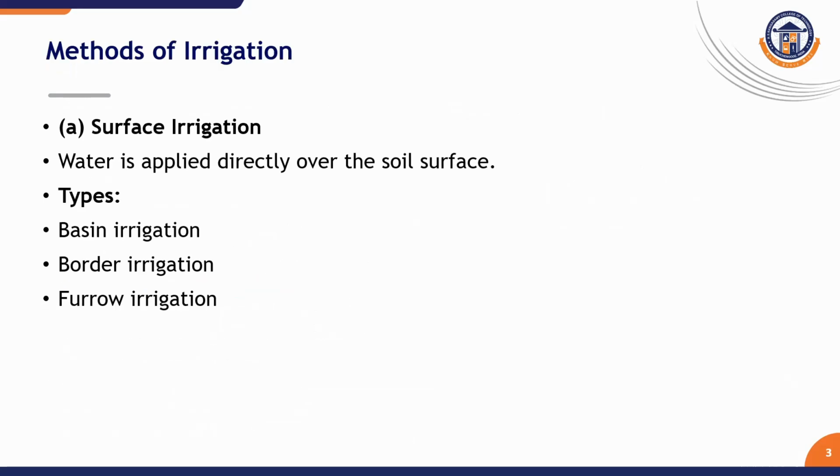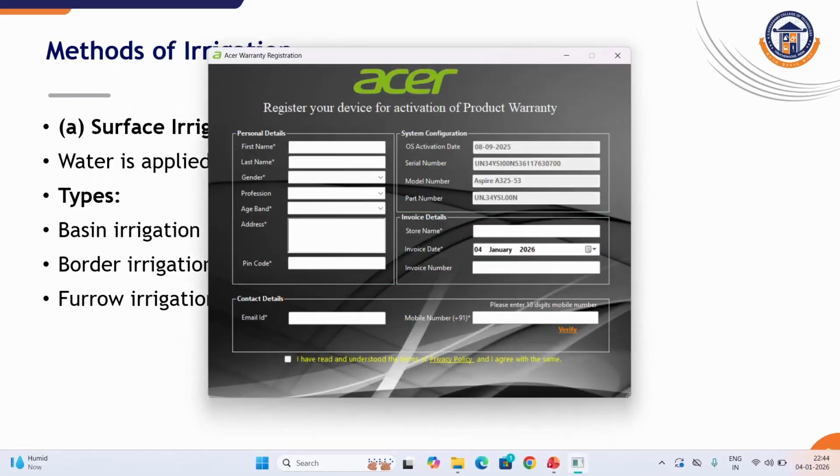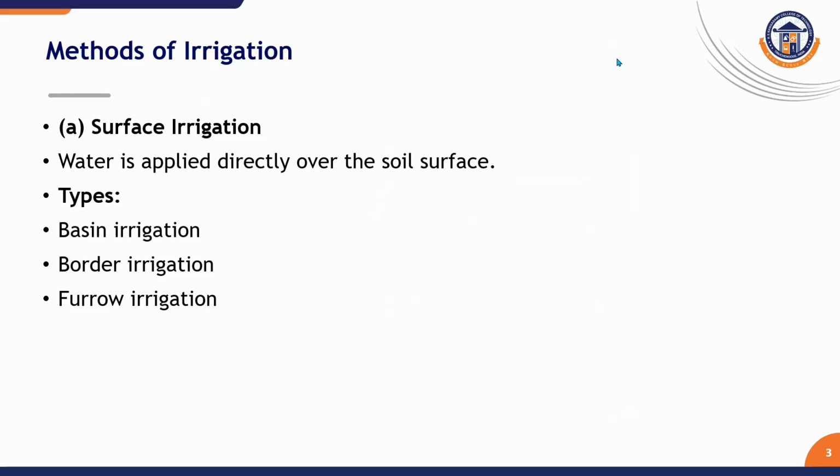Then, methods of irrigation. Irrigation methods are broadly classified into surface irrigation, subsurface irrigation, and micro irrigation. Each method has its own advantages and limitations depending on soil, crop and climatic conditions.